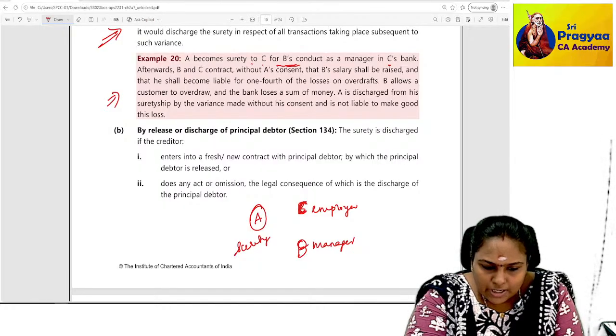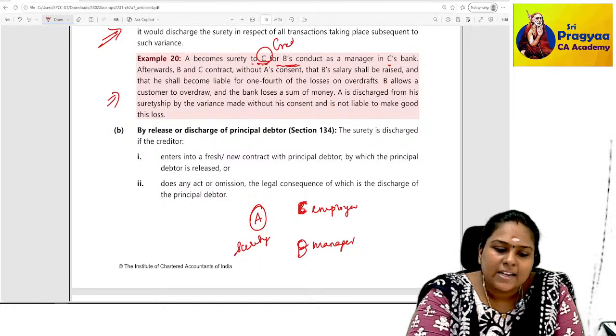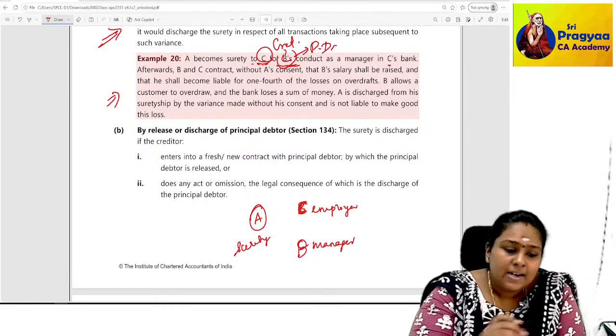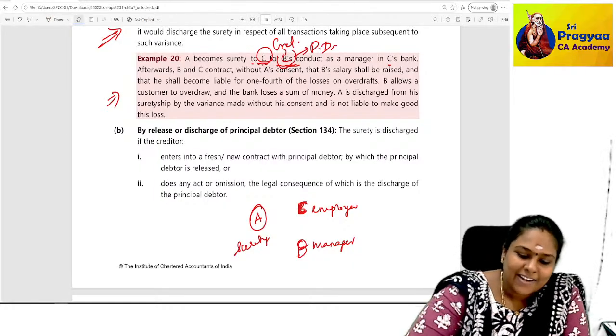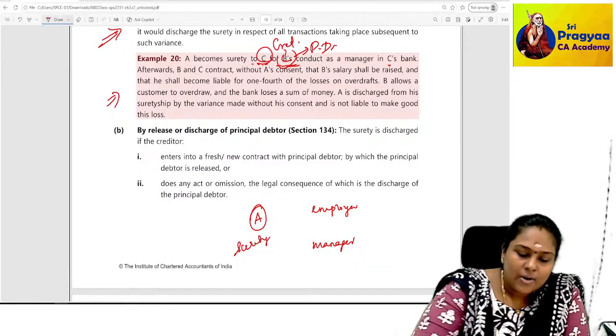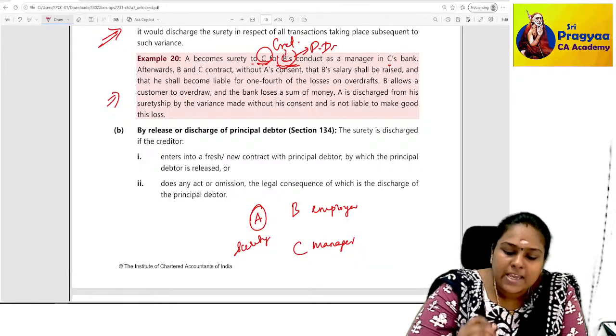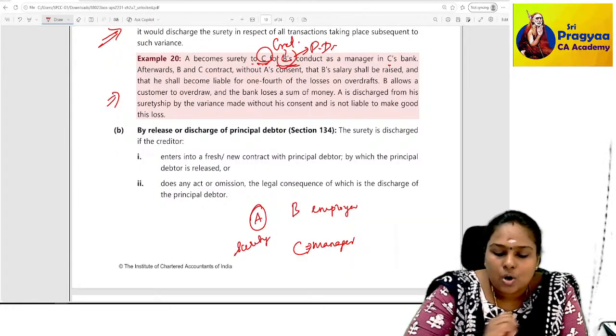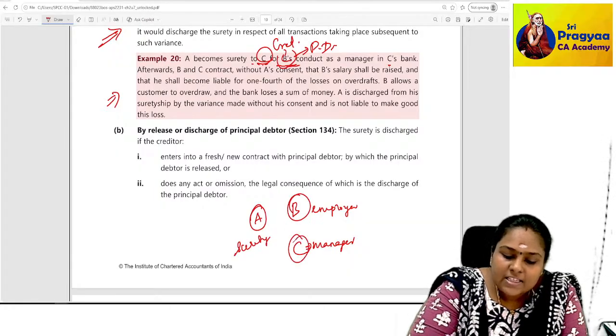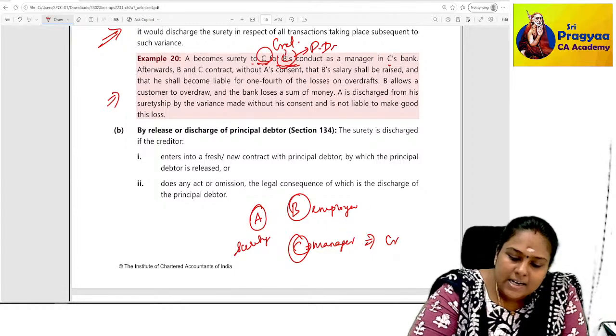A becomes surety to C. Okay, he is the creditor. Okay, for B he is the principal debtor. Munadi pottadhu correct thana. Okay, so B is the employee, C is the manager of the bank. Now, in this place, he stands as the creditor and this person stands as the principal debtor.